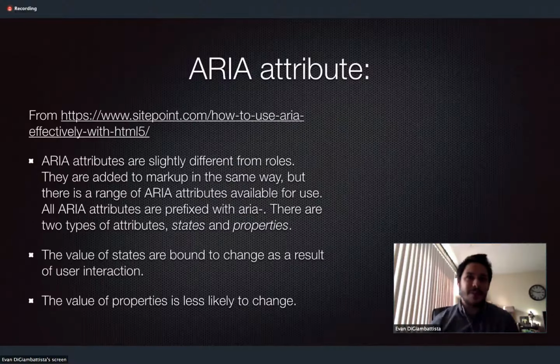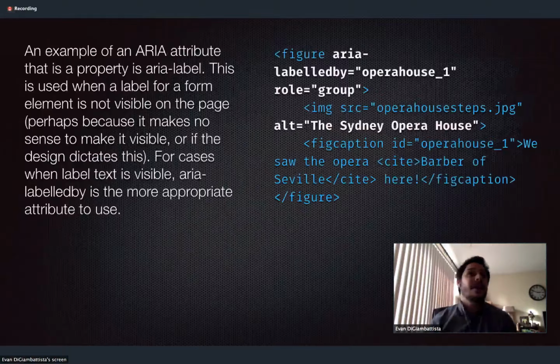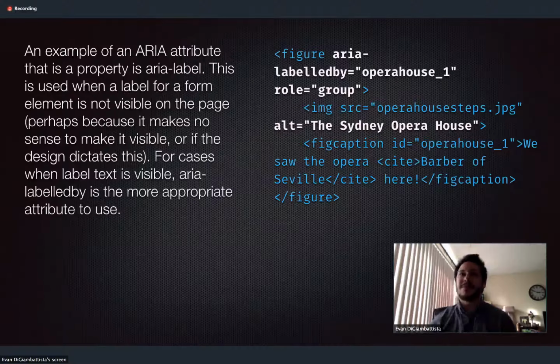Basically, ARIA attributes are slightly different from roles. They are added to markup in the same way, but there is a range of ARIA attributes available for use. All ARIA attributes are prefixed with aria-dash-something. There are two types of ARIA attributes, pretty much state and property. So as you can see to the right here, we have a span, not descriptive, but we have a role of checkbox and an aria-checked, which is describing some state of true. So, an example of an ARIA attribute that is a property is aria-label. Off to the right in the code example, aria-labelledby opera-house-1 role group. That just gives more information to a screen reader.